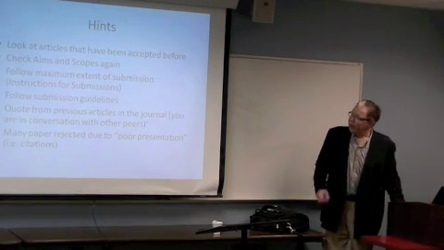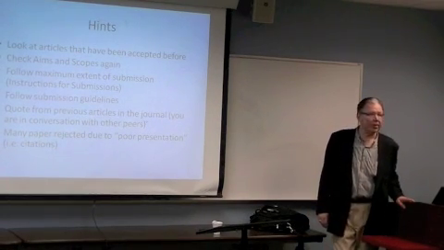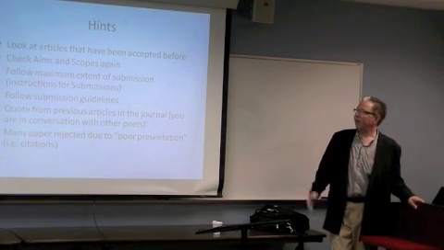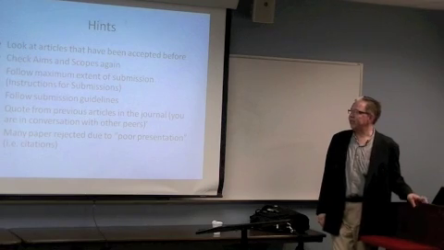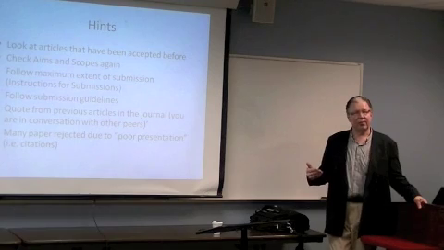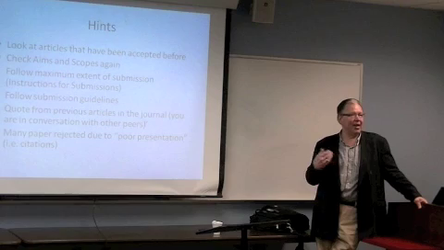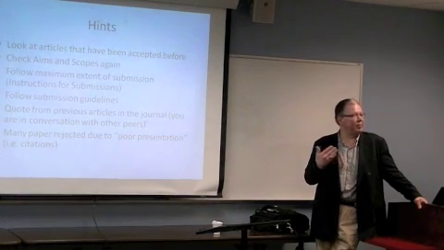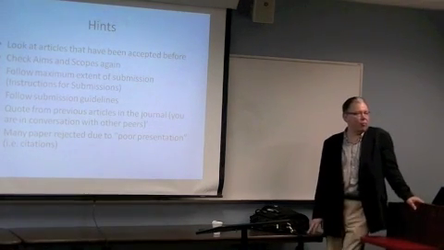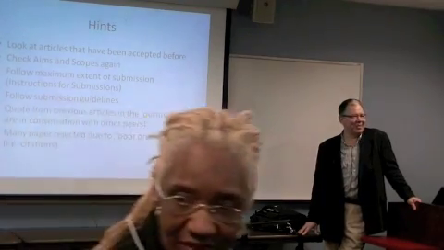Okay, these are some simple points that are hints. Look for articles that have been accepted before. Aims and scopes, check it again. Follow the extent of submissions. Look at the article-specific instructions, from everything from font to the way you want the bibliography. You'll learn this from the syllabi that you get in your classes. Now it moves to a whole other level, but it's the same concept. Then, this was interesting, quote from previous articles in your journal. In other words, you're in conversation with other peers.